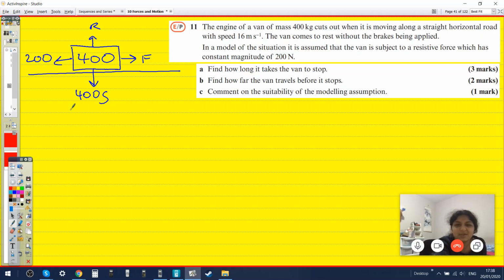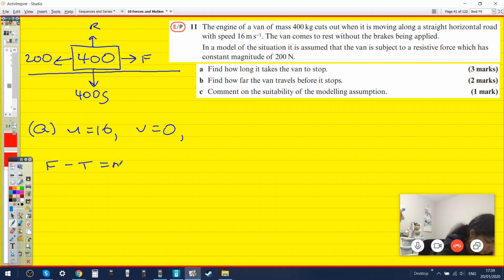I think you would use SUVAT to work out how long it takes the van to stop. So you don't know S, but U is 16 and V is 0. You don't know what A is. But you could find A, because you have a force diagram. So you do D minus 2.